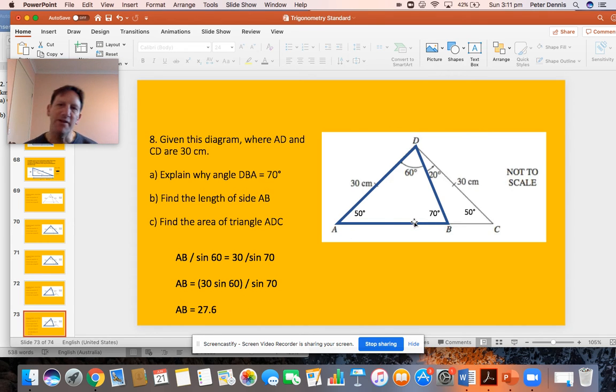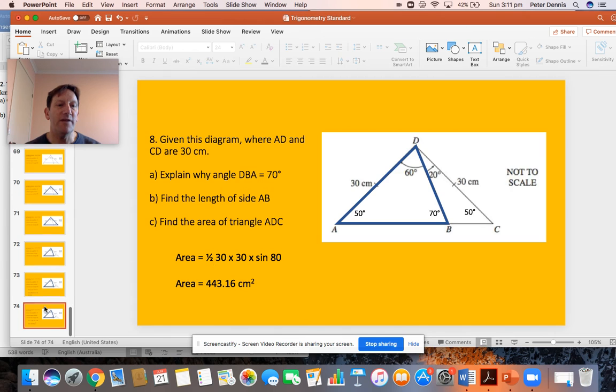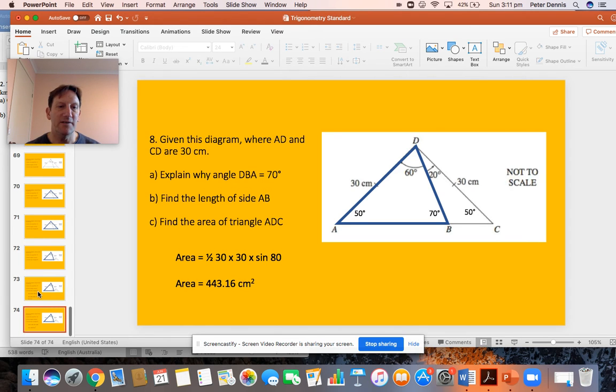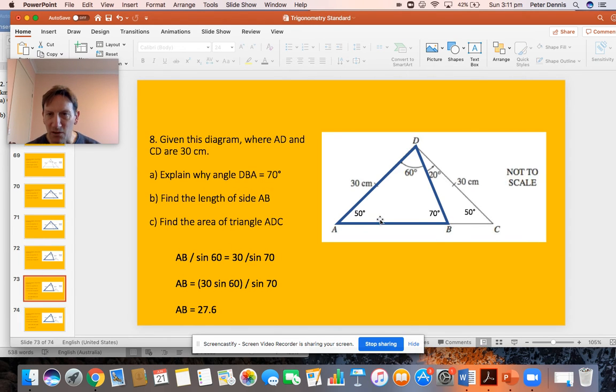We may use it for the next one. We may not. Find the area of triangle ADC. So if we are finding the area of triangle ACD, we're looking again at the whole triangle, not just a little part, the area of ADC. So what have we got here? We know that this is 30, this is 30, and this is 80 degrees.